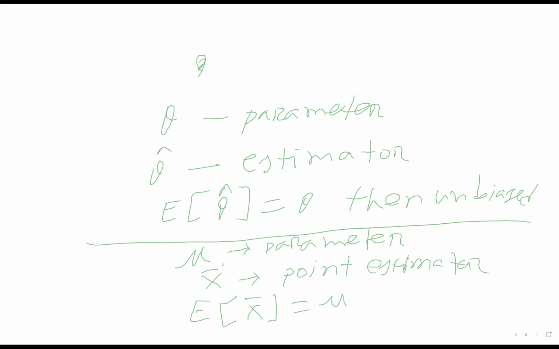So do you want to change your answer? Yeah, it is unbiased. Thank you. Because the expected value of X bar is mu. So the expected value of the estimate is the parameter itself. That means the difference between the expected value of X bar and mu is 0. So this is an unbiased estimator.